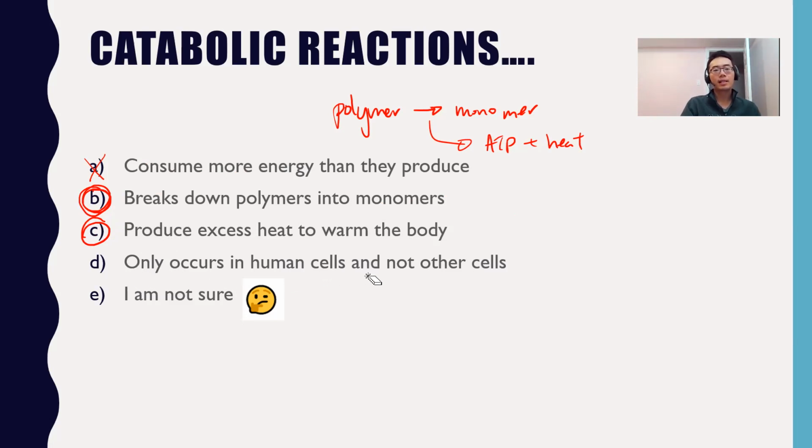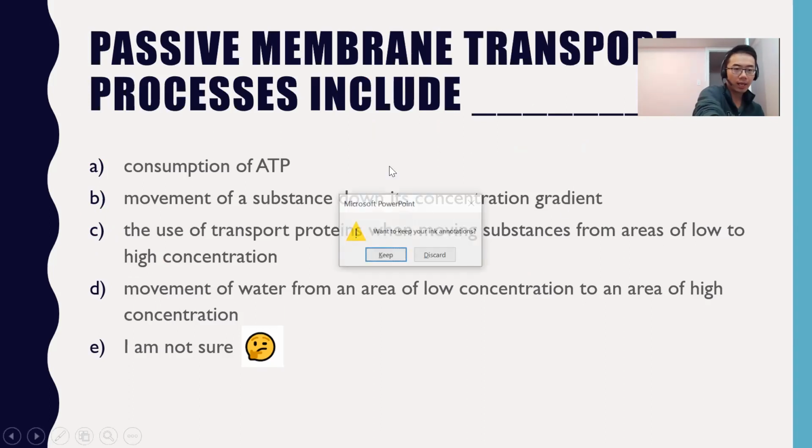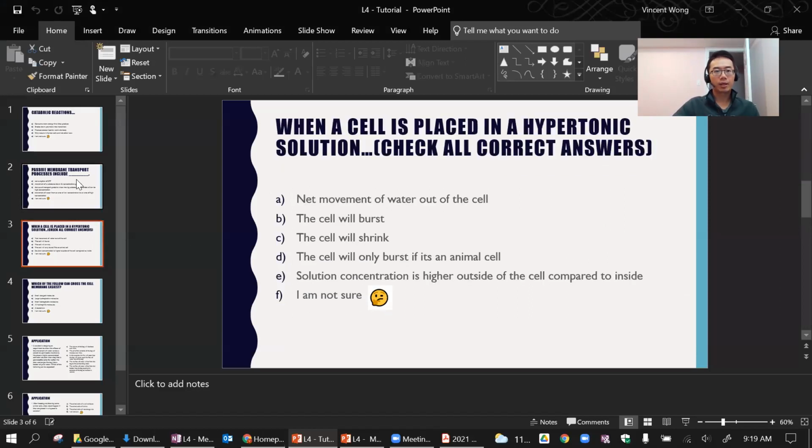Only occurs in human cells and not others. That's not true. All cells would have some kind of catabolic pathway, and so these two would be the correct answers. Okay, let's try the next one. Oh, this one we have to talk about first before we do it. We'll come back to it.